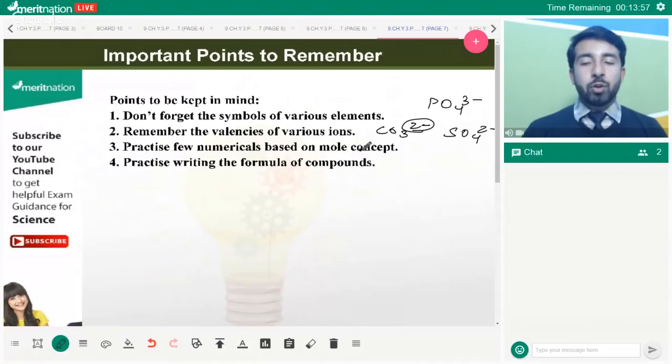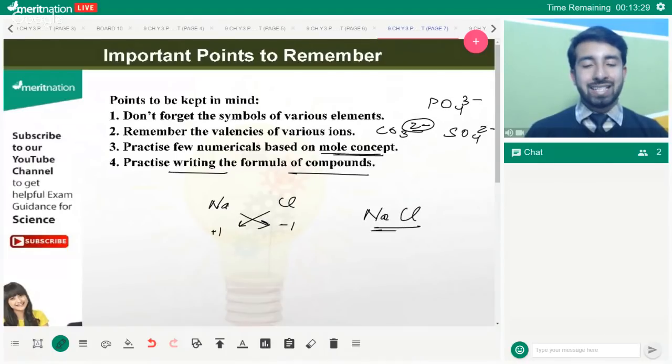Now practice a few numericals based on the mole concept. As we have done one question related to the mole concept, practice a few more questions, because that is the most important thing, and one question for sure will be asked in your exam from this part. And the last is to practice writing the formulas of compounds. For example, we have Na, which has valency 1, and Cl, which has valency -1. If we cross them, the formula of the compound comes out to be NaCl. So you have to do this.